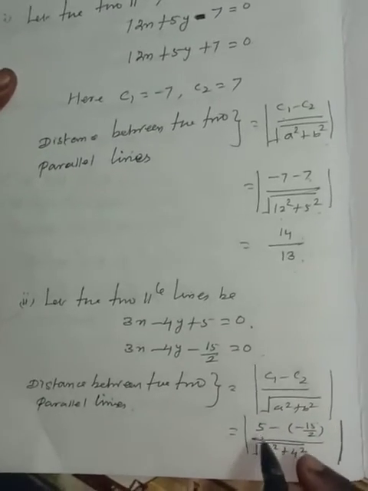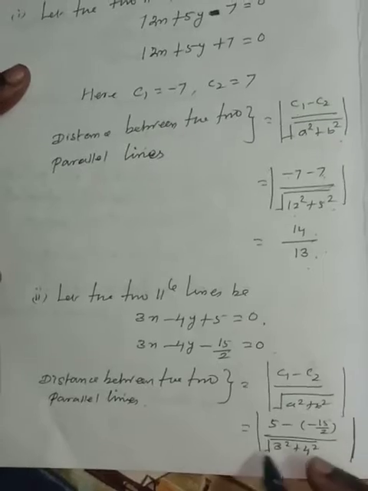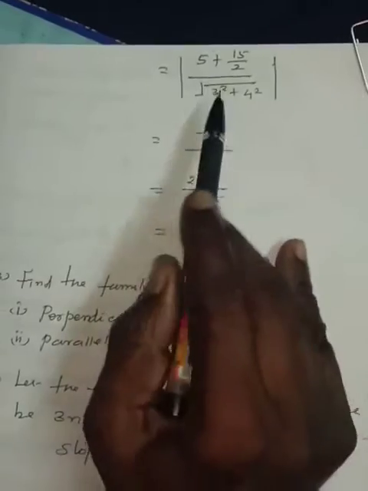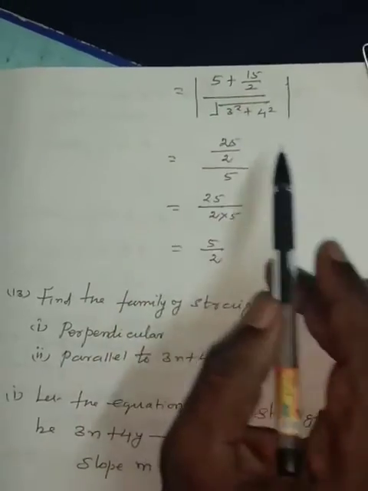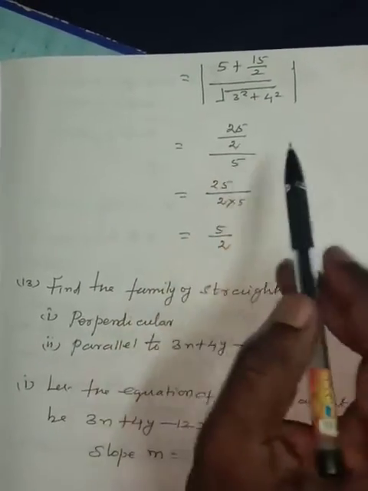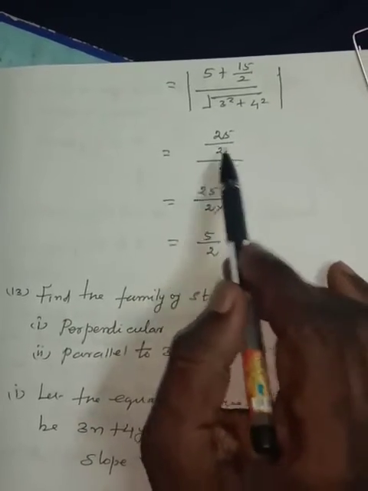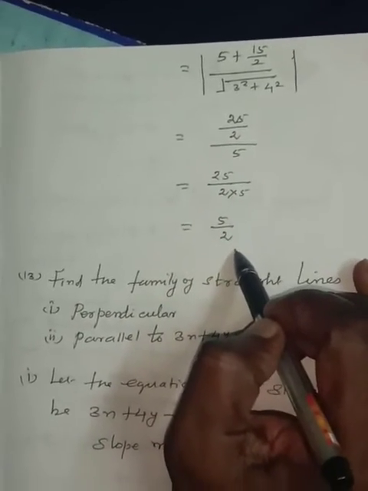Now 5 minus of minus 15 by 2, whole divided by square root of 3 square plus 4 square, taking the square root we get 5. The numerator is 5 plus 15 divided by 2, which is 25 divided by 2. 25 divided by 2 whole divided by 5 means 25 divided by 10. Cancelling we get 5 divided by 2.